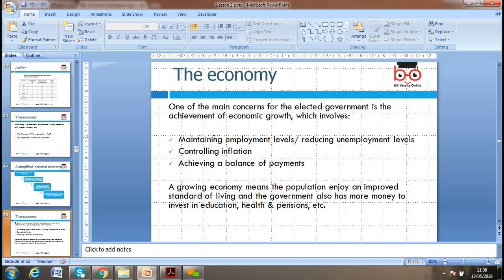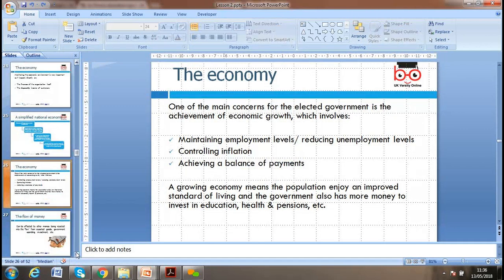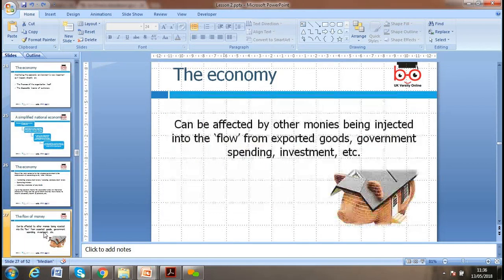The main concerns of an elected government are achievement of economic growth, maintaining the employment level, reducing unemployment, controlling inflation, and achieving a balance of payments in terms of the import and export of the country. The new government always makes these promises, and they are reflected in their manifesto. Any questions?